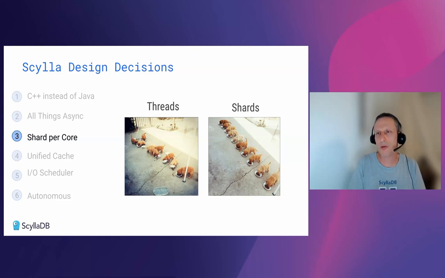And the number one design decision of Scylla is actually running one thread per core, or one shard per core. You can think about it as a mini database running per core. So if you have a 16-core machine, you have 16 small databases, partitioning the data between the cores. Each core, or each shard, as we call it, is responsible for its own CPU. It has its own memory.